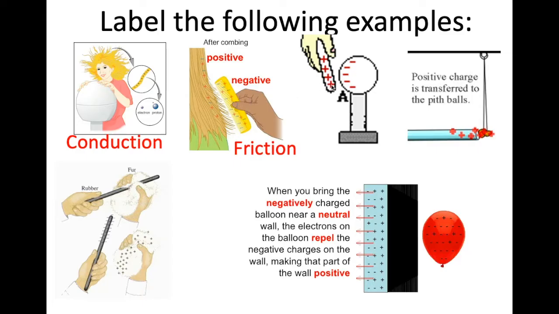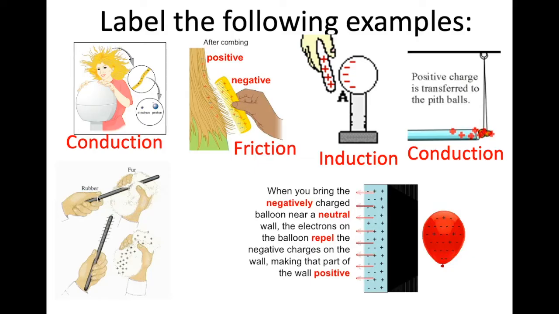So we have this rod with positive charges near but not quite touching this metal sphere, metal ball, whatever it is. So they're close but not quite touching. That would be what? Yep, that one's induction. Not quite touching. Not sure what a pith ball is, but whatever a pith ball is, it's touching this rod, and you can see the positive charges are transferring. So that's going to be conduction because they are touching.